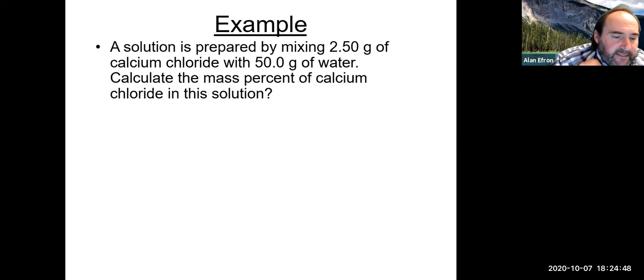A solution is prepared by mixing 2.5 grams of calcium chloride with 50 grams of water. Calculate the mass percent, so calculate what the percent mass to mass would be. Take a couple minutes and see what you come up with.